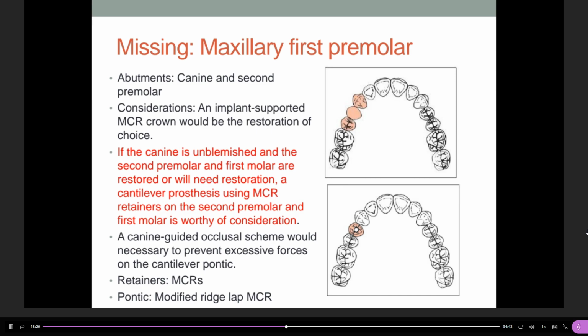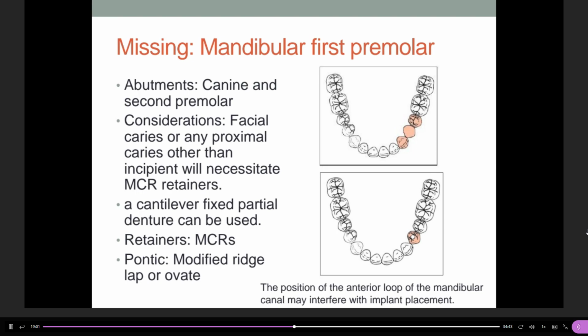But in rare situations, when the canine is totally well formed and intact, and for some reason the molar needs endodontic treatment and a crown, you can give a cantilever from the first molar and second premolar, and the pontic will be cantilevered from the two. So this is also a treatment option available. This is only for the maxillary first premolar. You can give a cantilever if the molar for some reason needs endodontic treatment. Then for the mandibular first premolar, the abutments will be canine and second premolar.